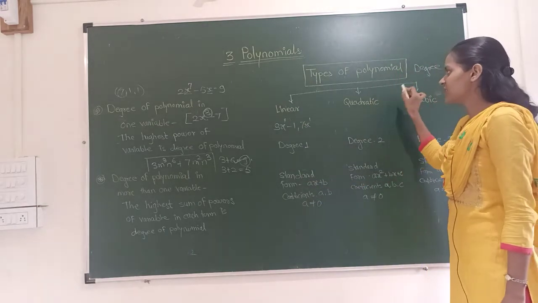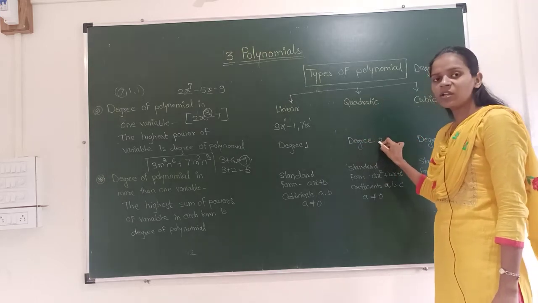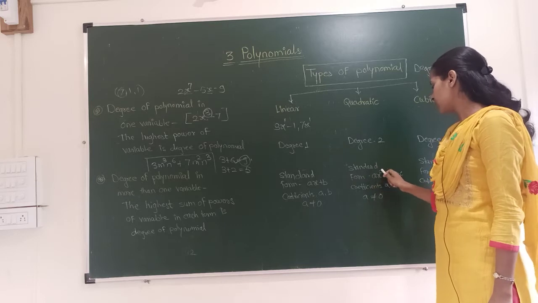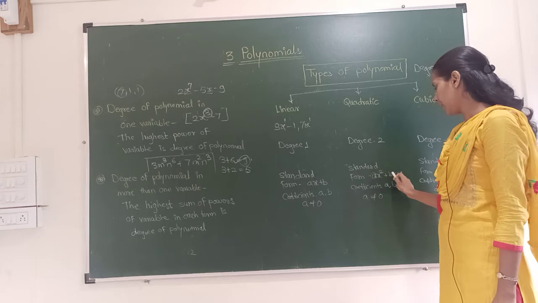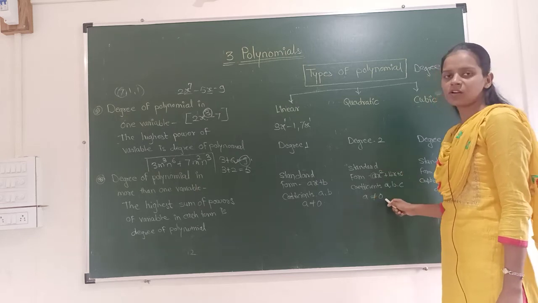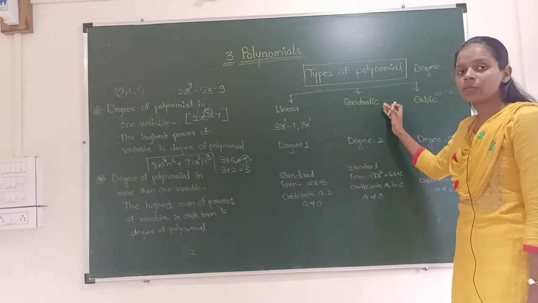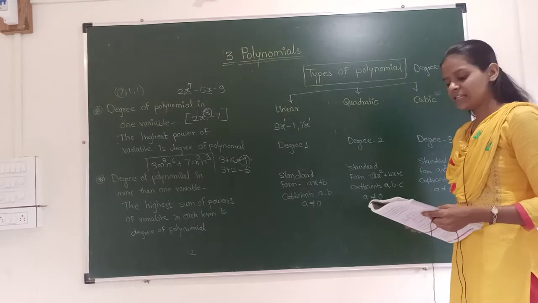We will move towards the second type, that is quadratic polynomial. Degree of the polynomial is 2, called a quadratic polynomial. Standard form is ax square plus bx plus c. Coefficients are a, b and c. A is the non-zero number. A cannot be equal to 0. Quadratic polynomials are the type of polynomials where degree of polynomial is 2.